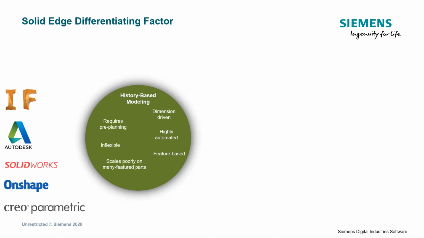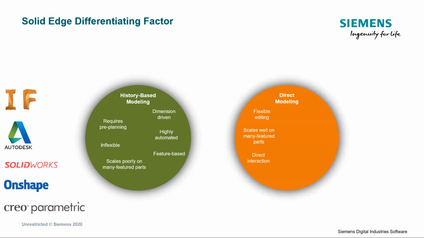The other approach to design is called direct modeling, which again has its own set of advantages. For example, designers can make changes to designs rapidly, and a designer can have direct interaction with the model itself, rather than having to depend upon the features and the sketches. But again, this approach has its own set of disadvantages as well. For example, there's very little design automation that you can do with it.